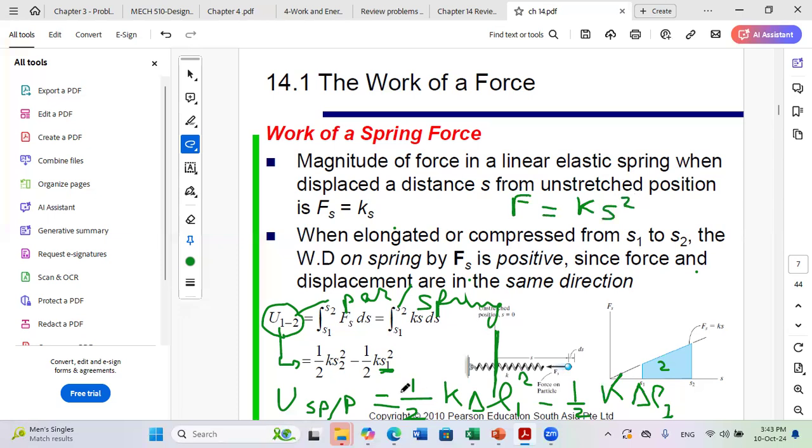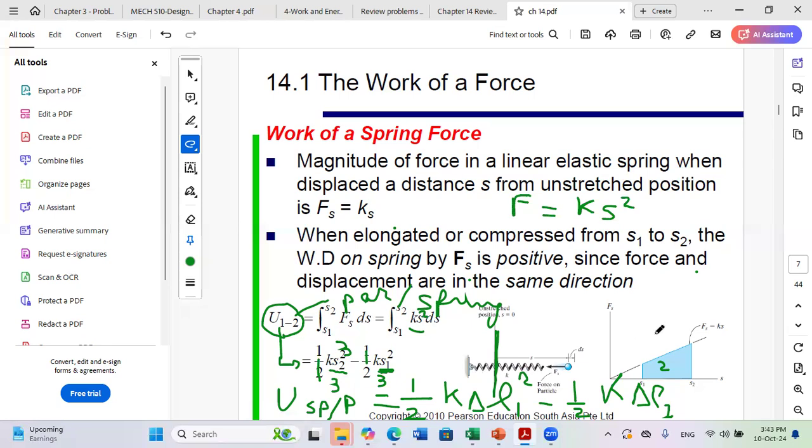Okay, then you cannot use half K delta L1 square minus half K delta L2 square. You will go back to integration, and instead of integrating KS, you will integrate KS square. The result will be, instead of half, 1 over 3: KS2 cube over 3 minus KS1 cube over 3. This is the work on the spring, but since you are interested in the particle, you take the opposite. So you do 1/3 K delta L1 cube minus 1/3 K delta L2 cube.